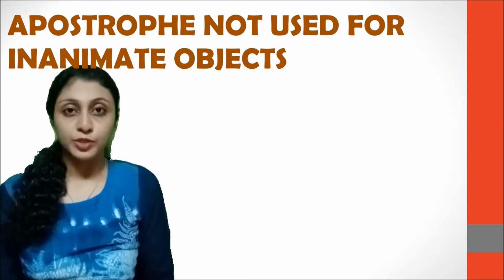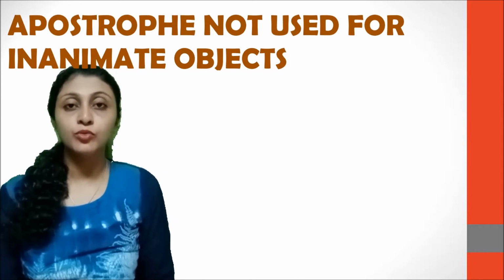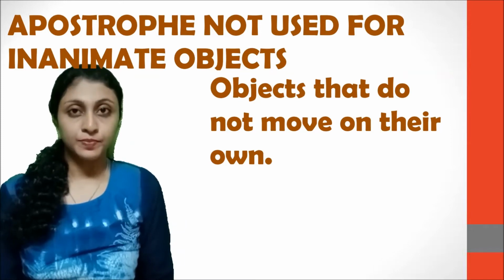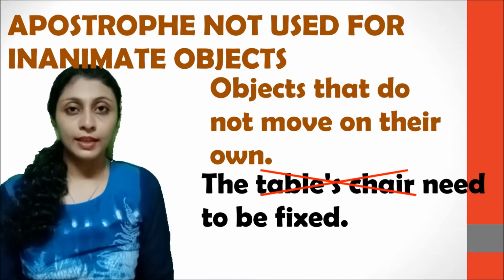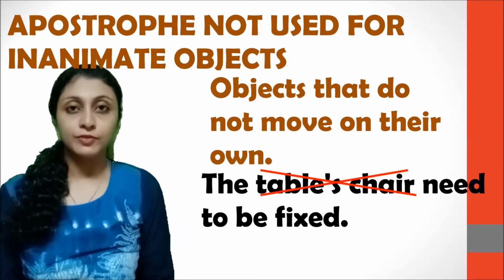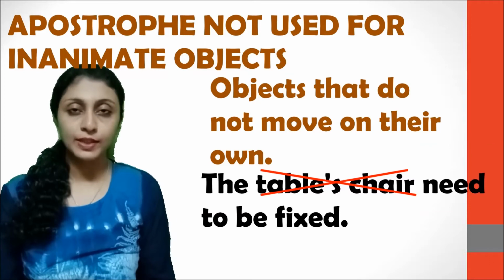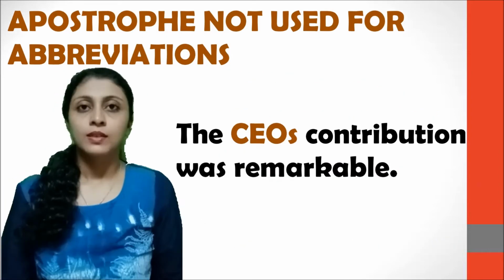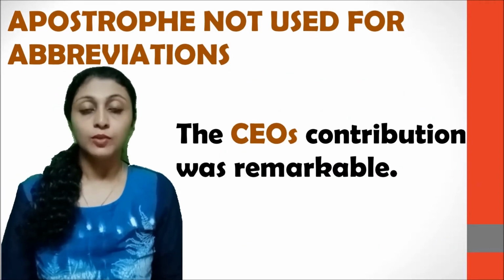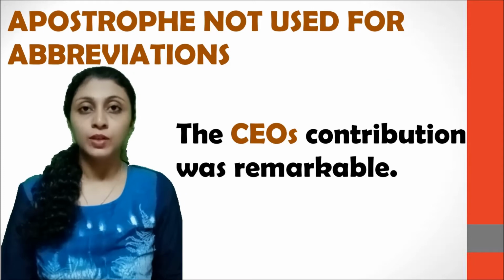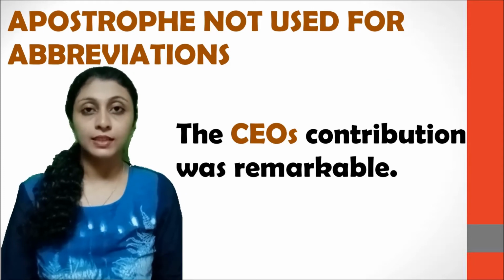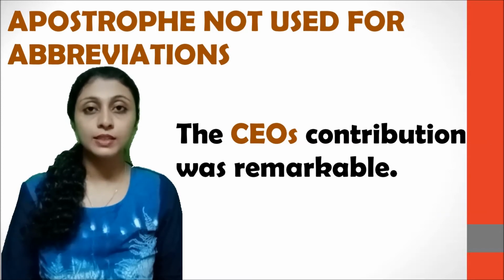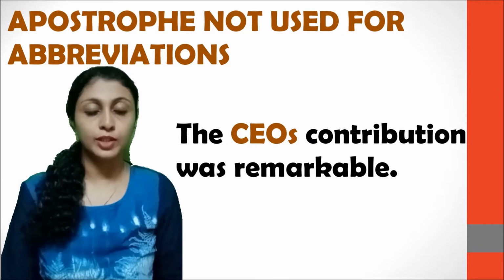For inanimate objects, the objects that do not move on their own, we do not use an apostrophe. For example, you do not say the table's chairs need to be fixed. You need to rephrase the sentence as the chairs of the table need to be fixed. The CEO's contribution was remarkable. Here CEO is the abbreviation of Chief Executive Officer. And over here we do not use an apostrophe for the plural. We just write it as CEOs, with a small s and without the apostrophe.